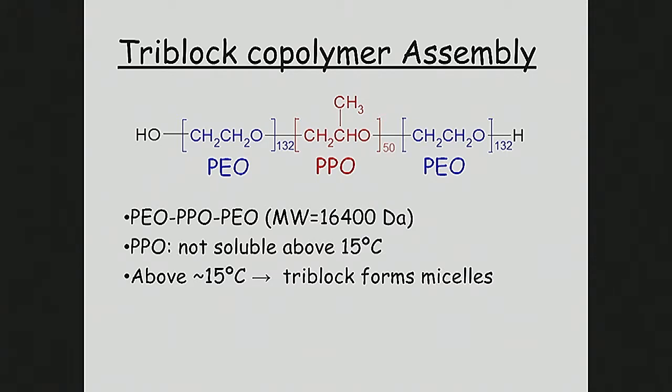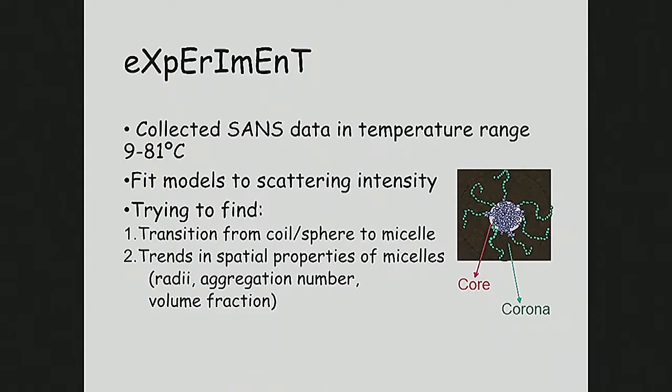So, sort of getting into the experiment that we did, pretty much with this tri-block copolymer, what we did is we collected SANS data at a range of temperatures, both below that expected transition point of around 15 degrees C, as well as many temperatures above this. And we fit models to the observed scattering intensity.